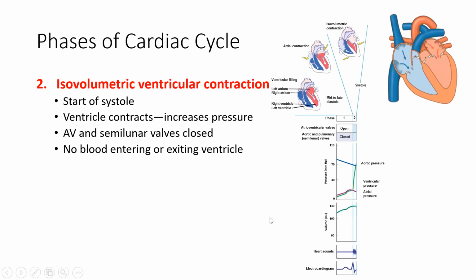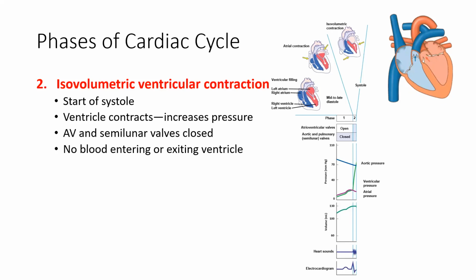The second phase is called isovolumetric ventricular contraction. This is where we actually start systole. So phase 1 ends diastole. It was the middle of diastole to the end of diastole. And phase 2 is the start of systole. Remember, we said systole is ventricular contraction or ventricular emptying, right?